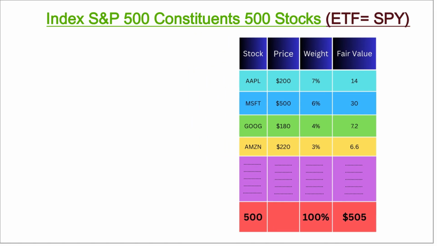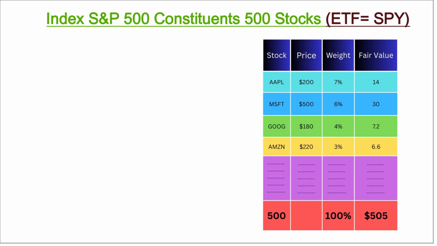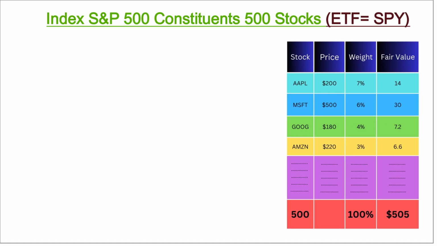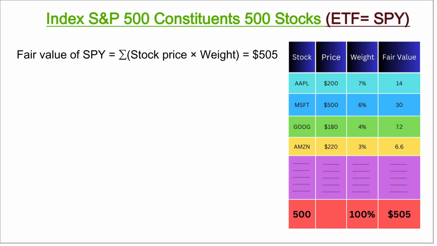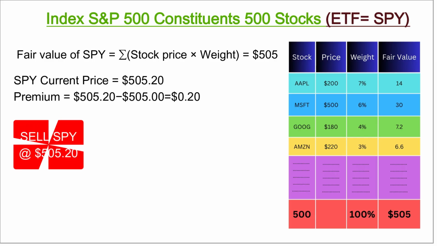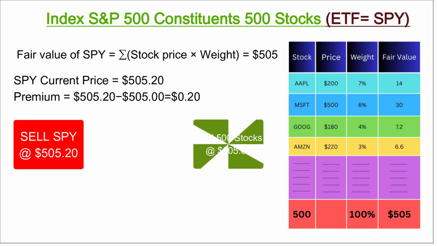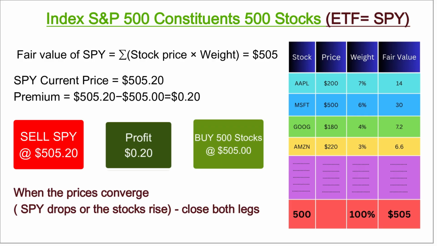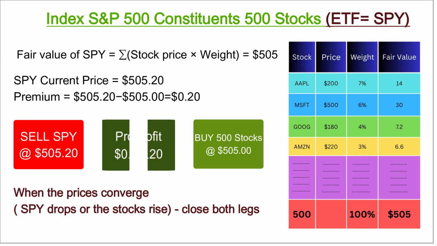So let's say you did all this math for all the 500 stocks and you got the fair value of all the 500 stocks as 505, and let's say the SPY is currently trading at 505.20, then there is an arbitrage opportunity of 0.20. So what the trader will do is simply sell the SPY at 505.20 and buy all the 500 stocks proportionate to their weight, which is 505, and book a profit of 0.20. Now this is for one quantity of SPY. Now imagine if they can put in thousands of quantity. Imagine how much profit they will make.